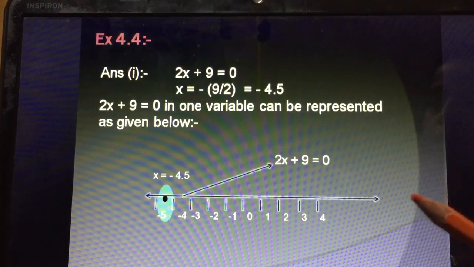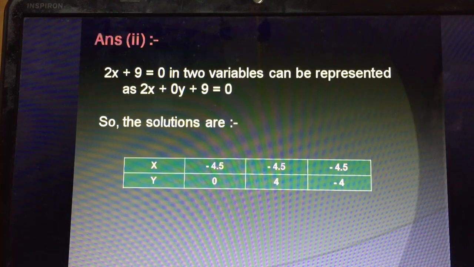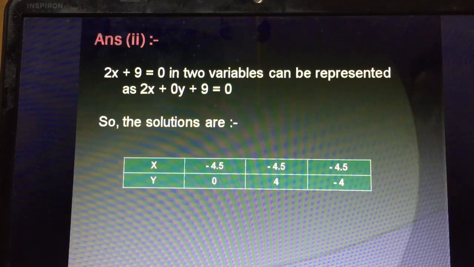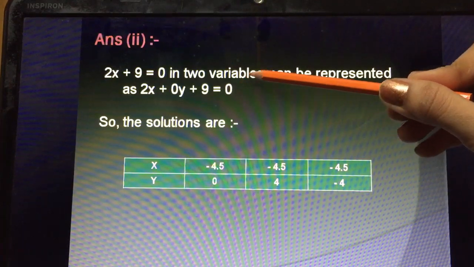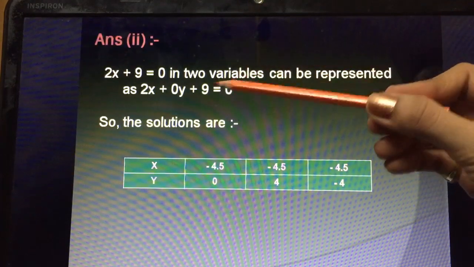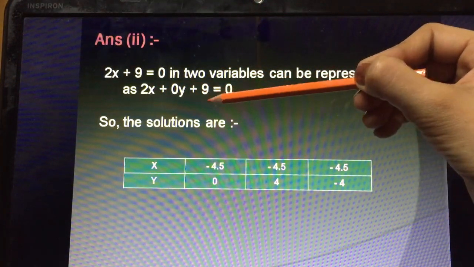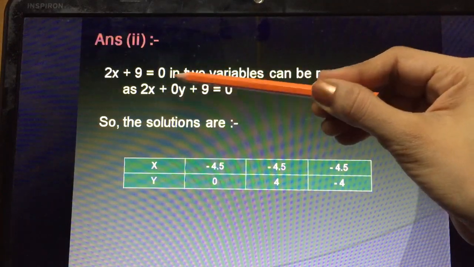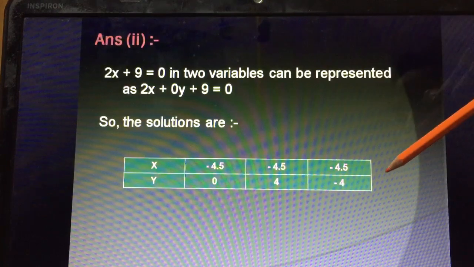Now how to do this in two variables? Because for two variables you need a Cartesian plane, you need ordered pairs. So how can we write 2x plus 9? Because the coefficient of y is not given to us, the y term is not there, so we can write it as 2x plus 0y plus 9 equal to 0, because the y term is not here, so we can write it as 0y.